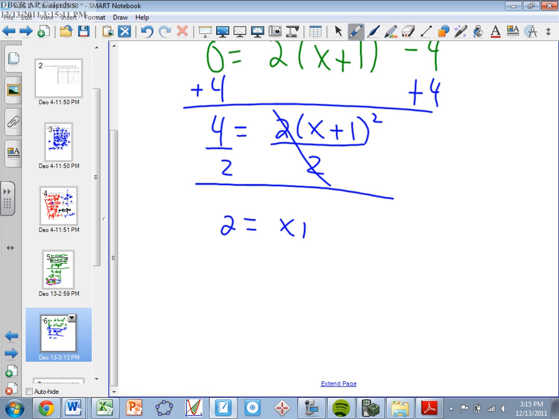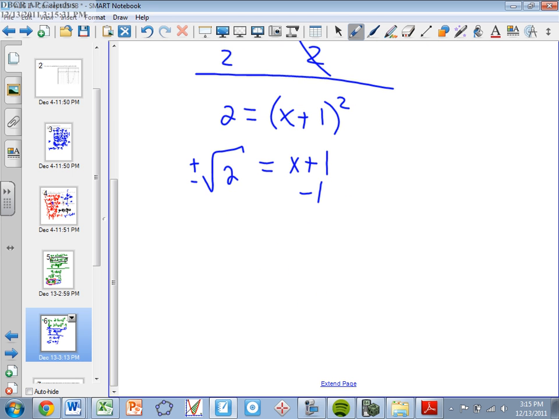If you wanted to memorize and do that, whatever. You could. Yeah, that's fine. Absolutely. Every time works. How do I get rid of the square? Square root. How do I get rid of a plus 1?